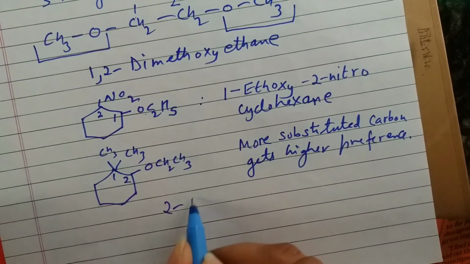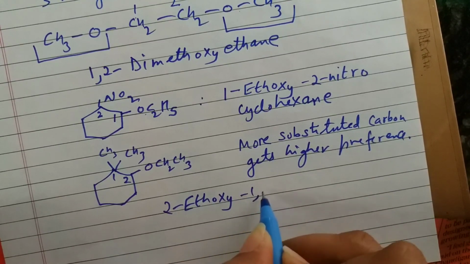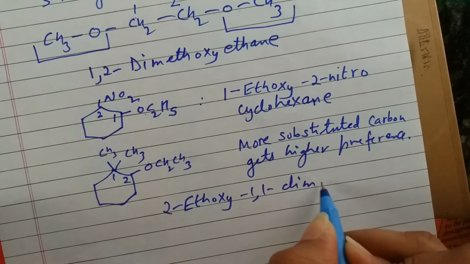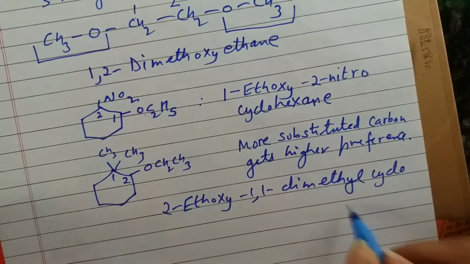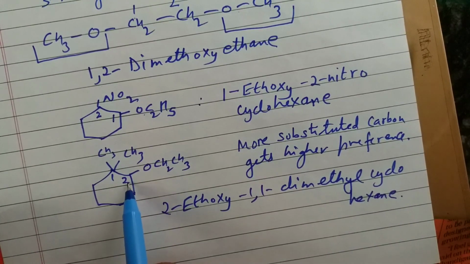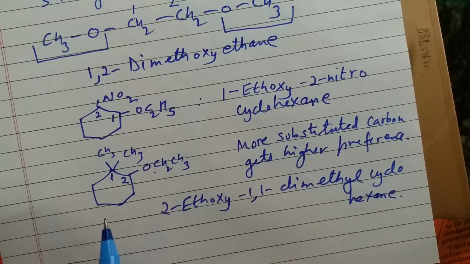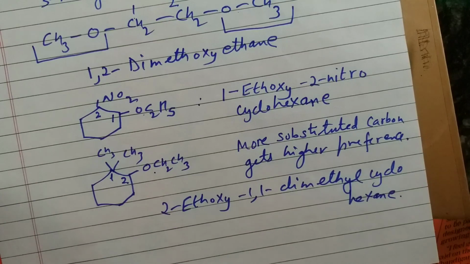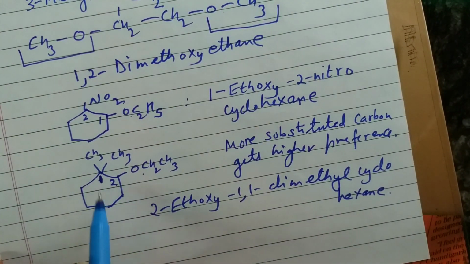And so the name is 2 ethoxy 1, 1 dimethyl cyclohexane. Okay, 2 ethoxy 1, 1 dimethyl cyclohexane. The rule to be remembered here is that more substituted carbon gets a higher preference. So I've started numbering from this and not the carbon containing the ethoxy group.